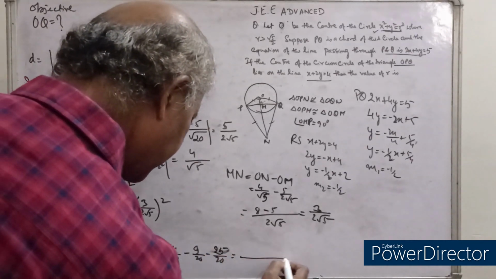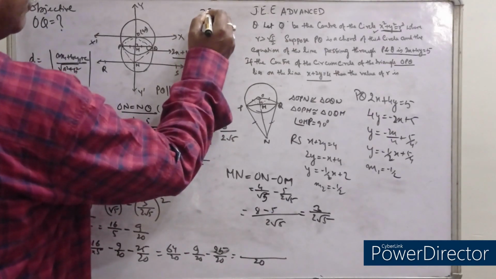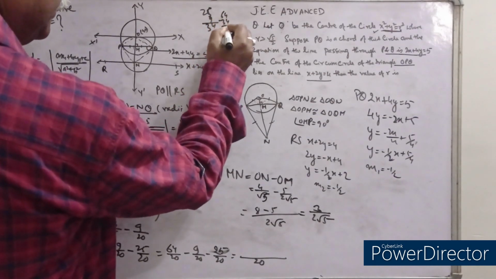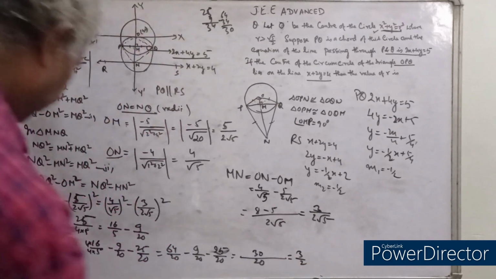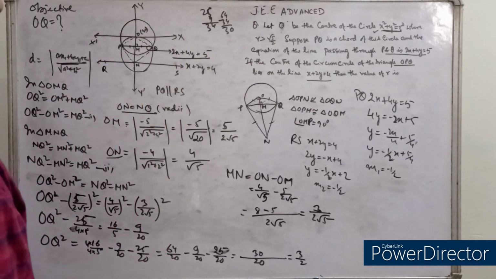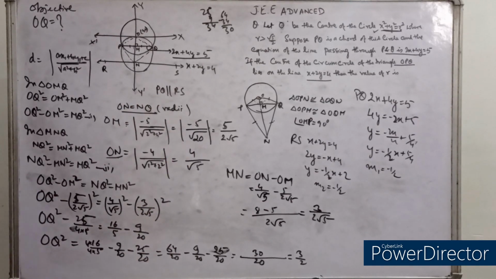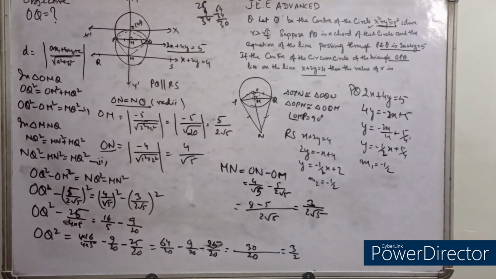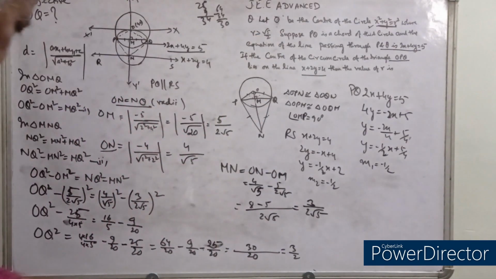So here your LCM becomes 20, and 64 minus 25 plus 9, 34, and 64 minus 34, this will be 30. So this becomes 30 by 20, which is equal to 3 by 2. So here your OQ... R must be greater than root 5 by 2. Now here there is a mistake, so what is the mistake here?